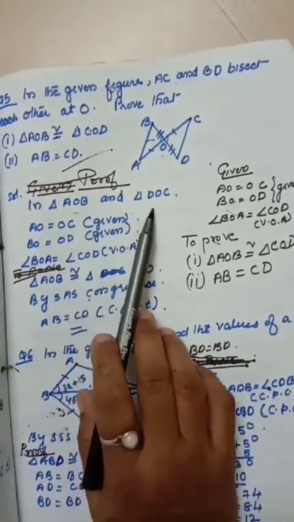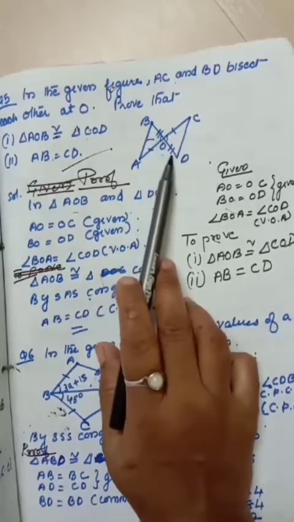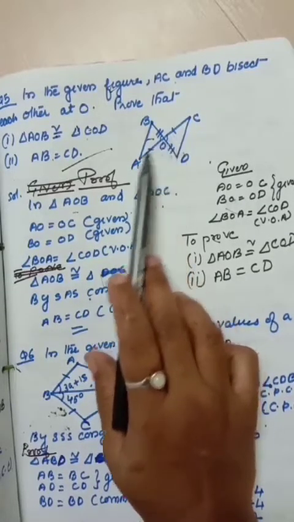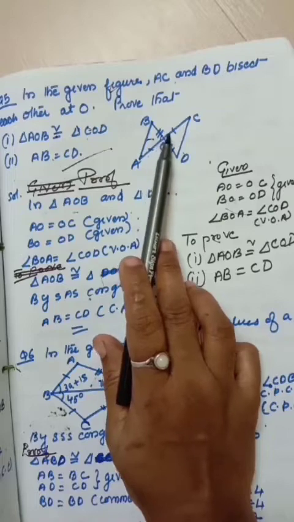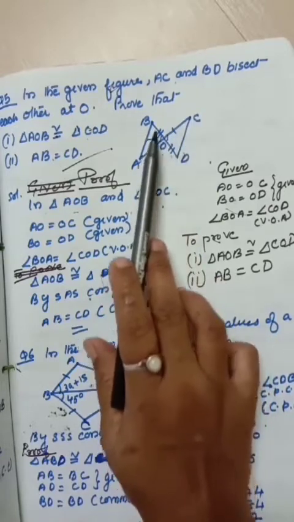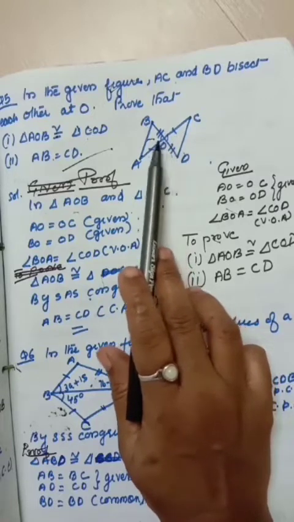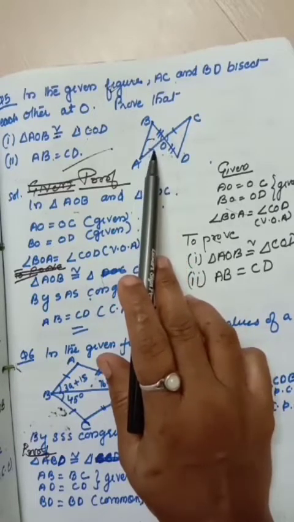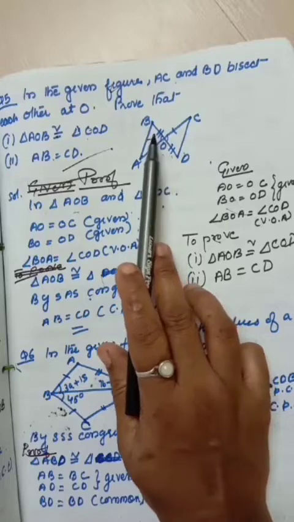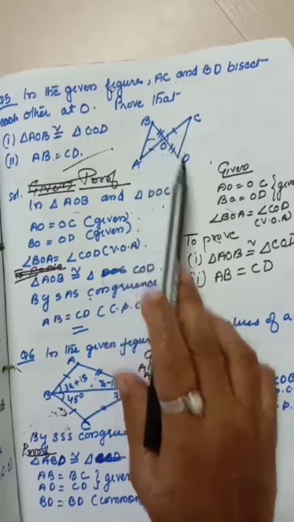In triangle AOB and triangle DOC, see, these two sides are equal, these two sides are equal. Now only I told you this is vertically opposite angle. Two lines intersect each other, then vertically opposite angles are forming. These two angles are equal. By SAS criteria, you can say these two triangles are congruent.